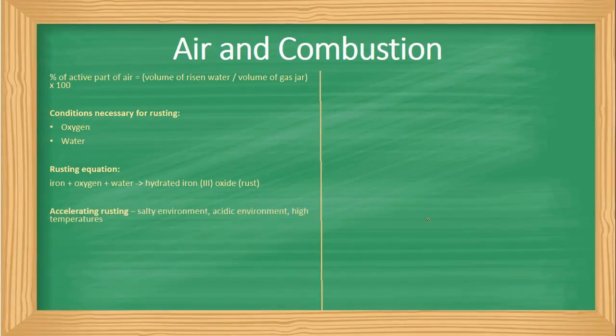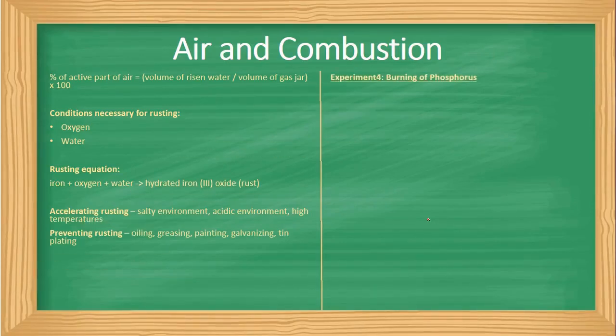To accelerate rusting, you need to have three conditions. One, you need to have a salty environment, you need to have an acidic environment, and you need to have high temperatures. To prevent rusting, we can do oiling, we can do greasing, we can do painting, we can do galvanizing, and we can also do tin plating.